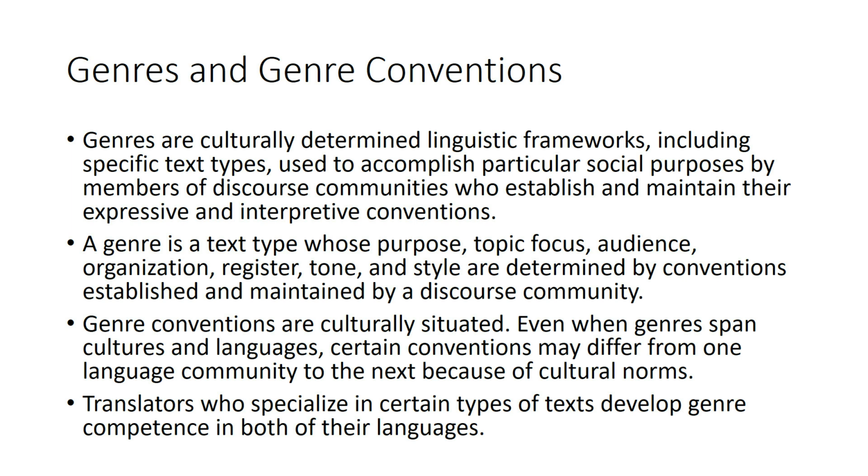That's a lot to unpack, but it's basically a text type that has a specific purpose, and there are rules that govern how this text type is put together and used, and those are set by discourse community members. Another definition is a genre is a text type whose purpose, topic, audience, organization, register, tone, and style are determined by conventions that are established and maintained by a discourse community.